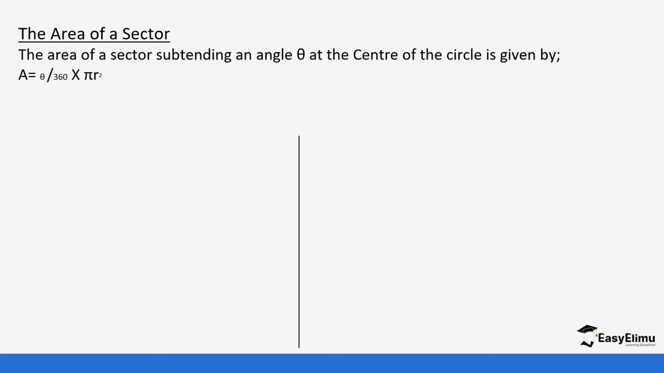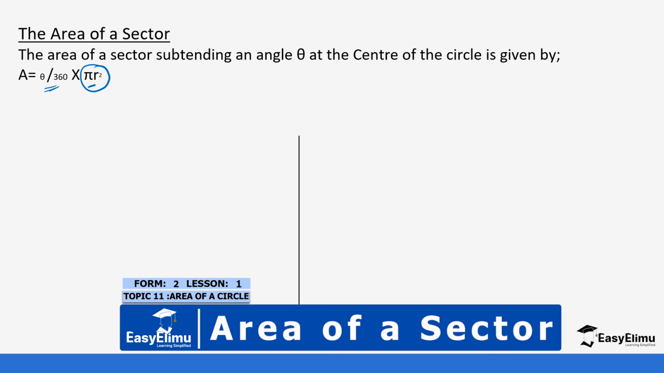So whenever we are calculating the area of a sector, which subtends a certain angle at the center of the circle, the formula is usually given as the angle over 360 times pi r squared. The pi r squared is the area of the circle, so the angle over 360 shows us the specific area that subtends that specific angle.